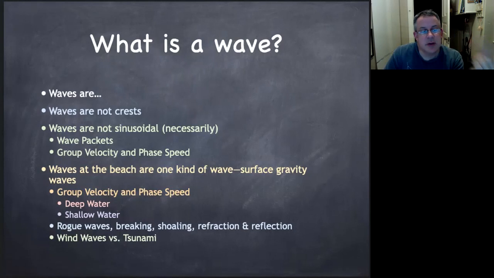So waves at the beach are one kind of wave, surface gravity waves. And we'll get to those. We'll talk about their group velocity and phase speed, what they're like in deep water and shallow water, fun topics like rogue waves and tsunamis. We'll get to that in the next upcoming classes. So oceanographers like to describe waves by where they are and what causes them. So surface gravity waves are at the surface of the ocean, and gravity is the restoring force. So surface gravity waves involve surface waves that are restored by gravity.